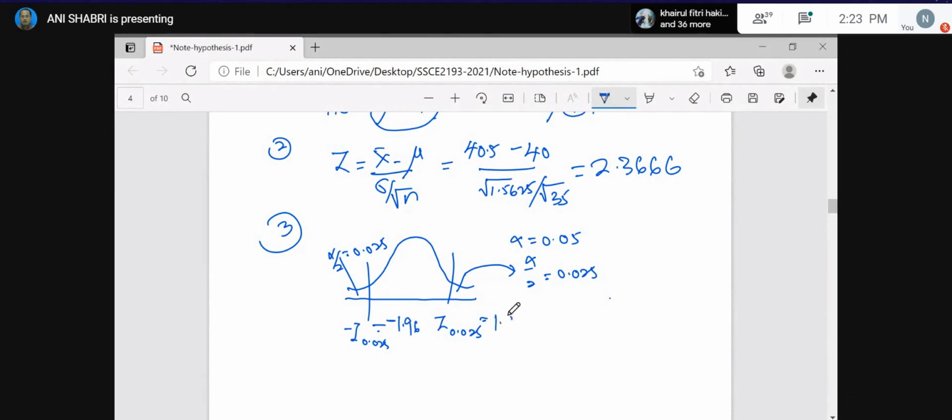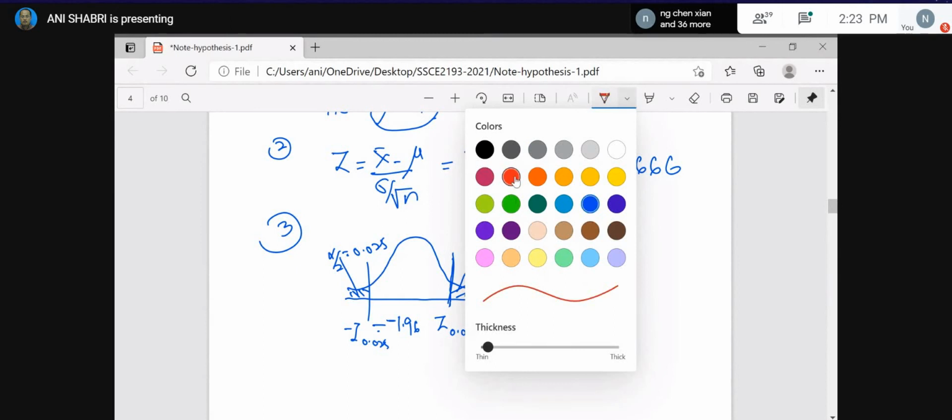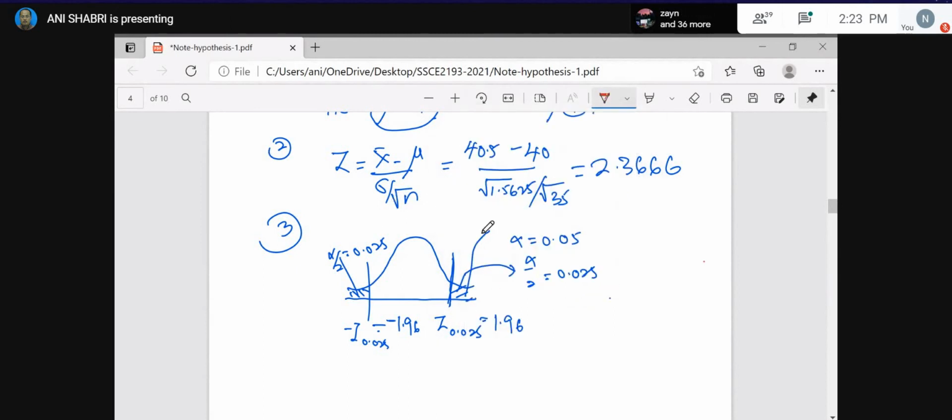This 1.96 is the border. We call this the reject region. Okay, let me change the color. This one is the reject region, and this one is the accept region, where we accept H0. This side is the same, with another reject region. 1.96 is the border to accept or reject H0.